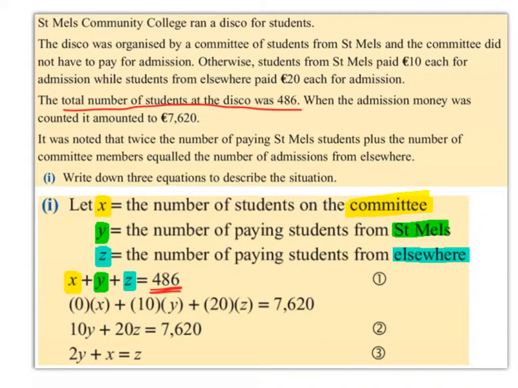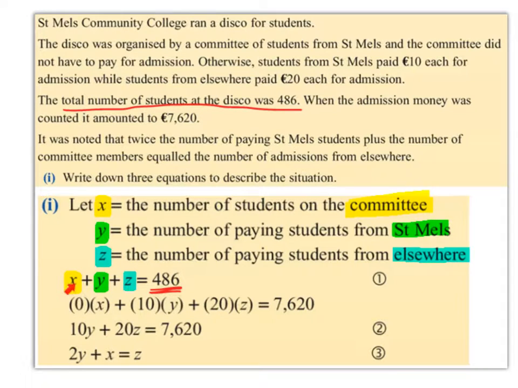So x represents the number on the committee, y represents the number paying from St. Mel's, and z represents the number from elsewhere. The total adds up to 486. So the number in the committee plus the number in St. Mel's plus the number from elsewhere should equal 486. So we're going to say x plus y plus z equals 486.